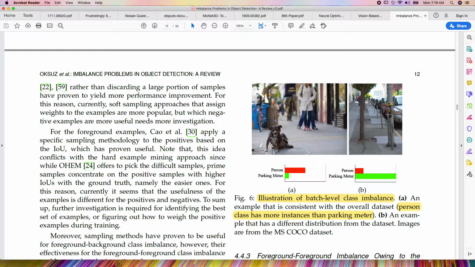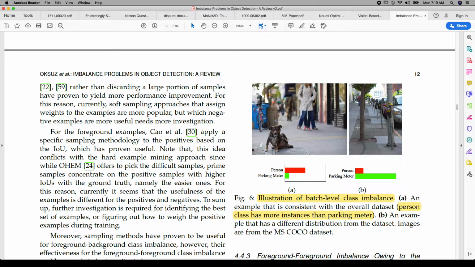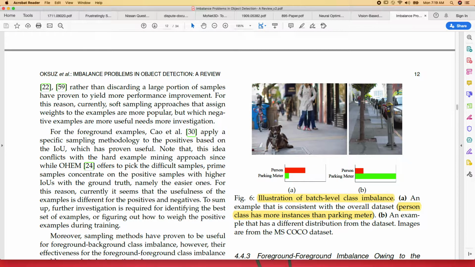Even if you set the batch size to be 1, during training it will favor more. If you put this one in during training, it will do better in identifying persons compared to parking meters. But if you put this one in during training, it will do better in identifying parking meters because it's seeing more of them compared to persons.